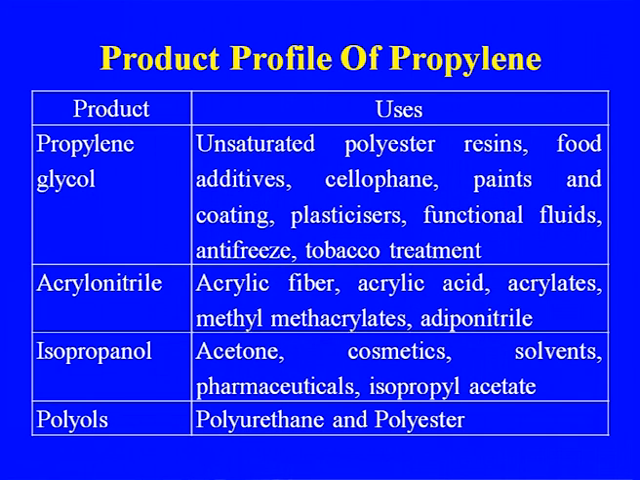Acrylonitrile, as I told you, this is acrylic fiber, acrylic acid, acrylates, methacrylate, adiponitrile which is going for the manufacture of nylon 66, isopropanol, acetone, cosmetics, solvents, polyols, that is the polyurethane I told you, and the polyester.